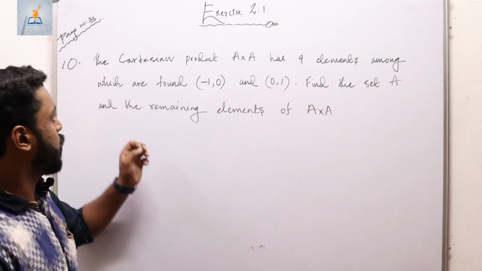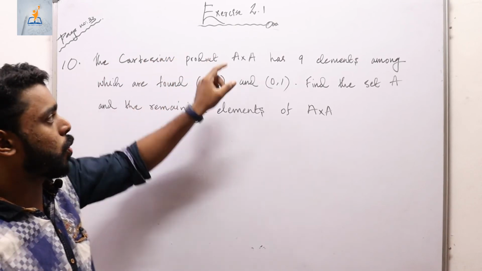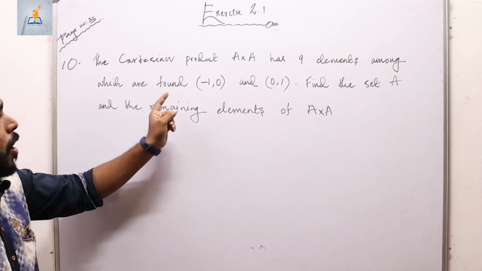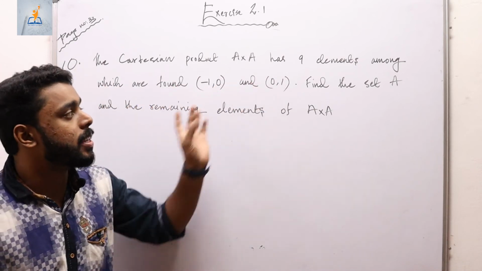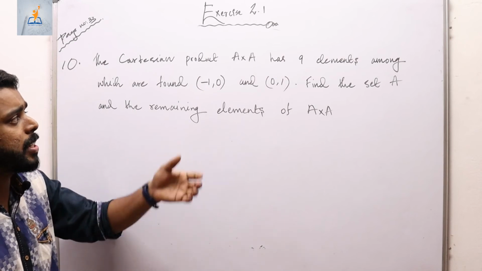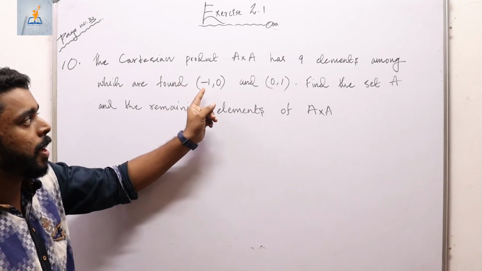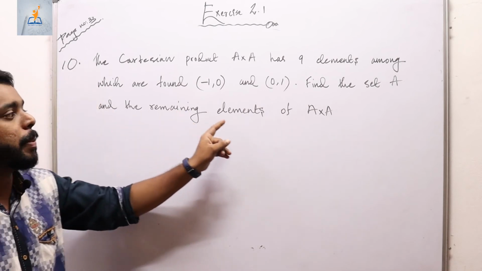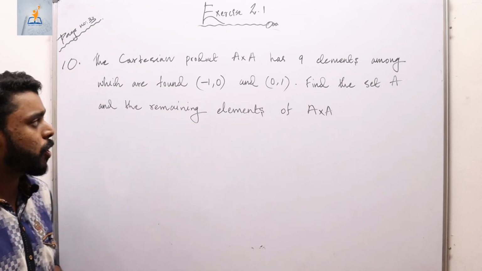Coming on to the next question, the Cartesian product A cross A has 9 elements, among which are (-1,0) and (0,1). So among the 9 elements we are given only 2 elements, (-1,0) and (0,1). Find the set A and the remaining elements of A cross A. It's a very simple question.